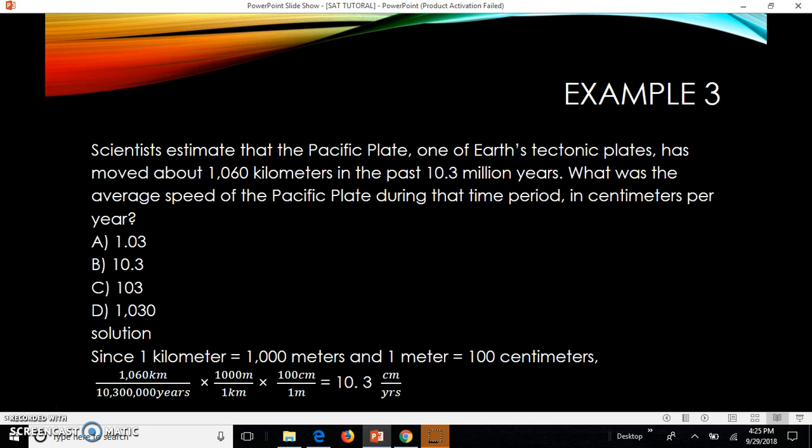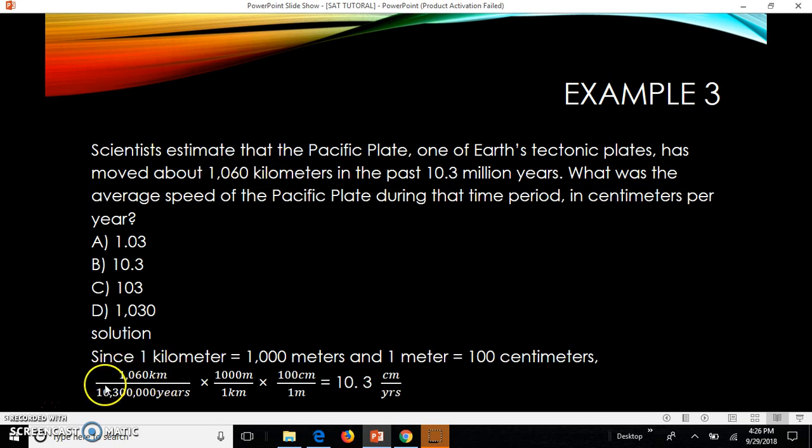Another question. Scientists estimate that the Pacific plate, one of the Earth's tectonic plates, has moved about 1,060 kilometers in the past 10.3 million years. What was the average speed of the Pacific plate during the time period in centimeters per year? Now look at it. You have to be conscious of whatever it takes to convert to centimeters per year. Since 1 kilometer equals 1,000 meters and 1 meter equals 100 centimeters, you need to convert it. You just need to write this equation out.